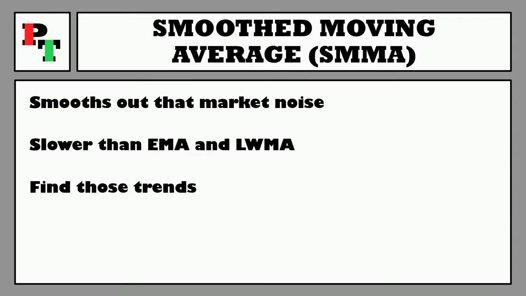Nothing has changed there, and you do get a touch of momentum with these as well, based on how steep the moving average line actually is. A very steep line would indicate stronger momentum, whereas a flatter line generally indicates weaker momentum.